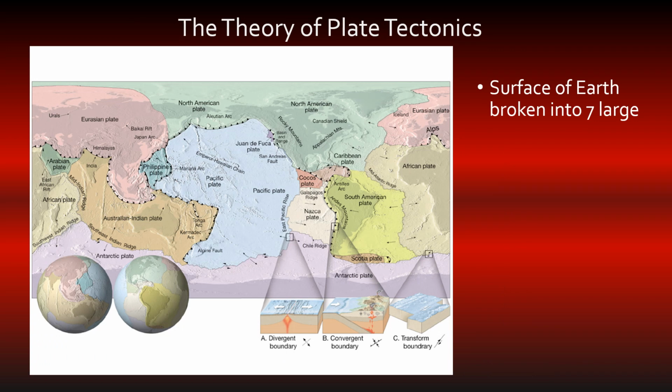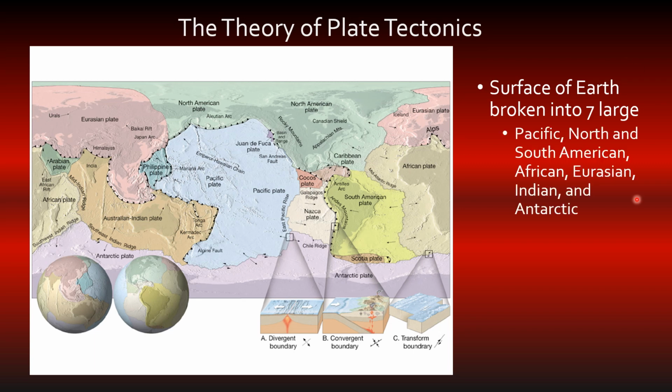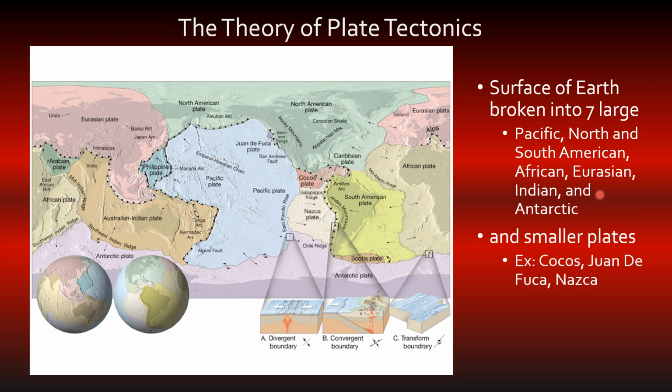So the surface of the Earth is broken up into 7 major plates. The Eurasian plate, the Pacific plate, the North and South American plates, the African plate, the Indian plate, and the Antarctic plate. Those are the 7 major ones. And then we also have smaller plates we call microblocks or microcontinents. We have the Juan de Fuca plate here, which is causing all that trouble up in the western part of the United States. We've got the Cocos plate, which is interacting mostly with the South American plate, and then the Nazca plate also interacting with South America.